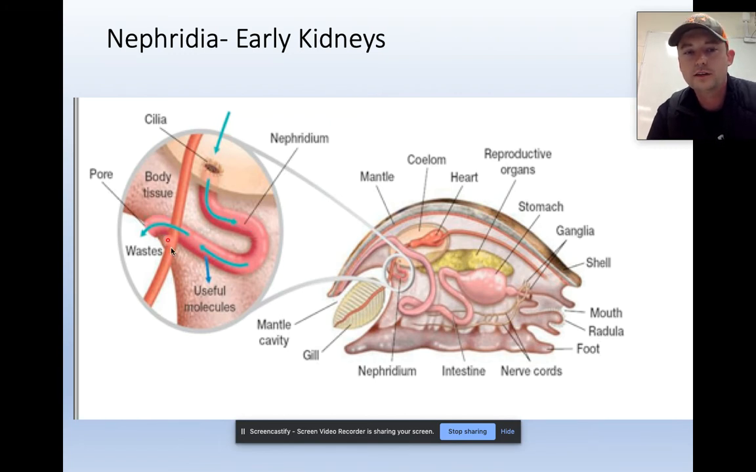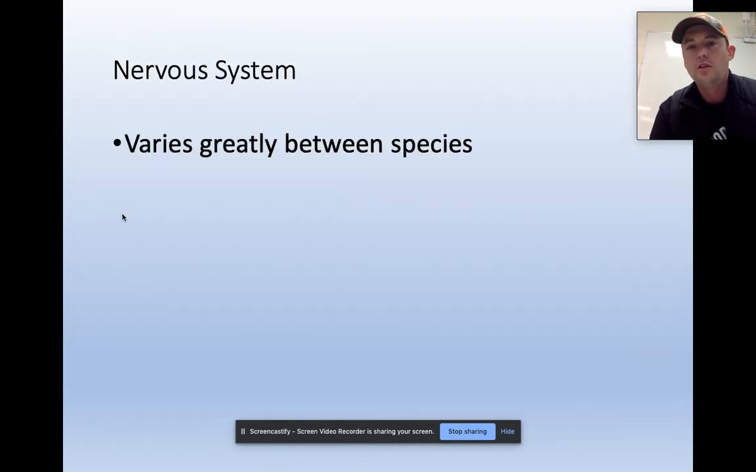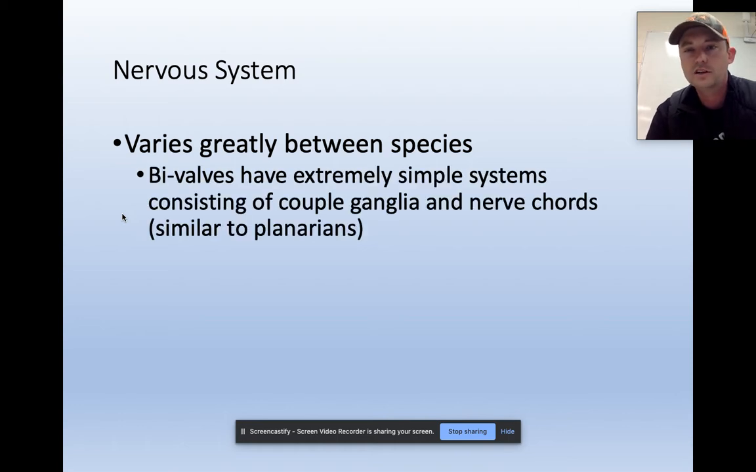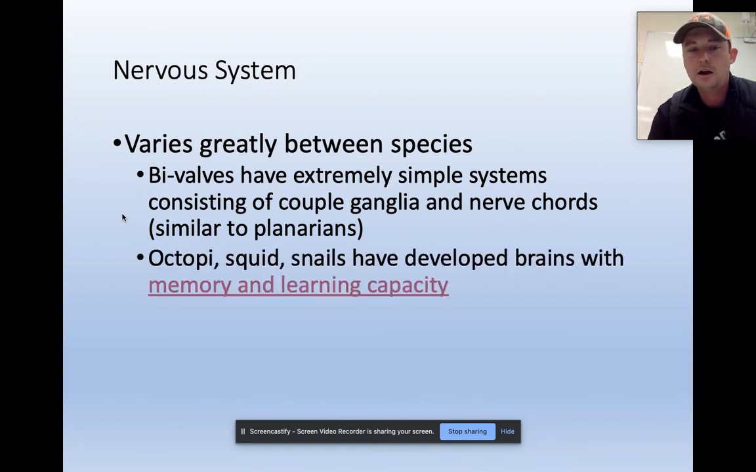So again, here's a nephridium, very characteristic of a tubule shape, and it's going to expel their metabolic waste outside their pores there. The nervous system varies tremendously among mollusks. Some are very, very simple, like in our bivalves and some of the earlier mollusks, where it's just a couple of ganglia and a nerve cord, very much like some of the earlier worms that we studied, like the planarians. But some of the advanced ones have developed highly centralized brains with different portions of the brain responsible for different functions, just like in our brains.